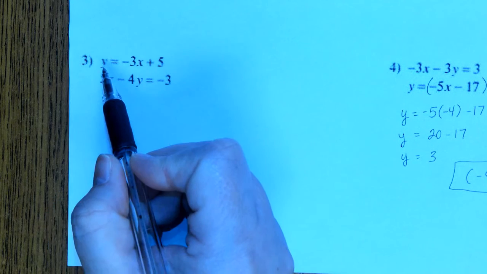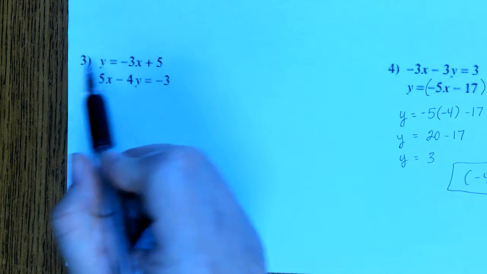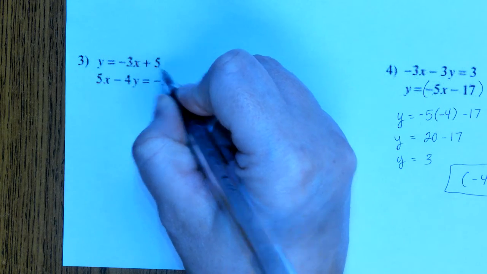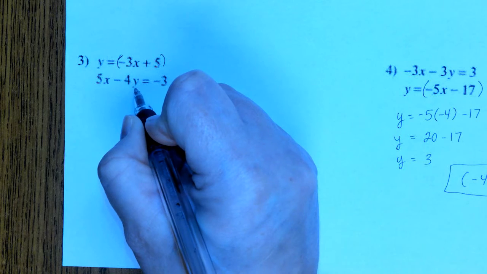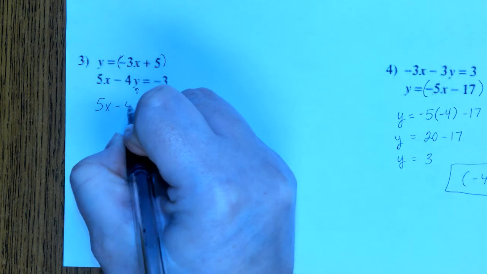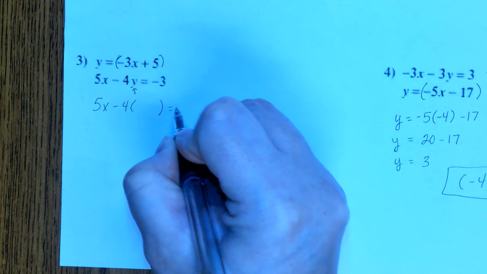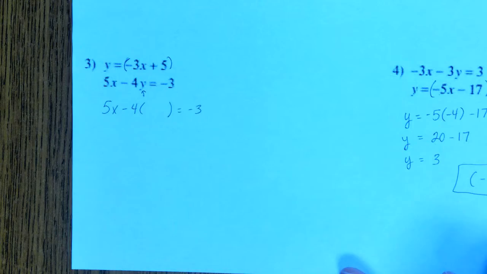In this case, we actually get to skip step 1 because it's already solved for y on this first one. So we go straight to plug in what y is equal to. We'll plug it in for y right here. So we've got 5x minus 4y equals negative 3. But instead of y, we're going to put what y equals.